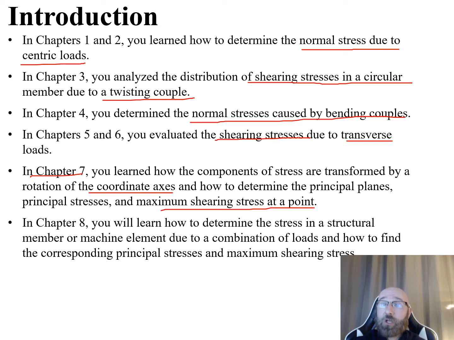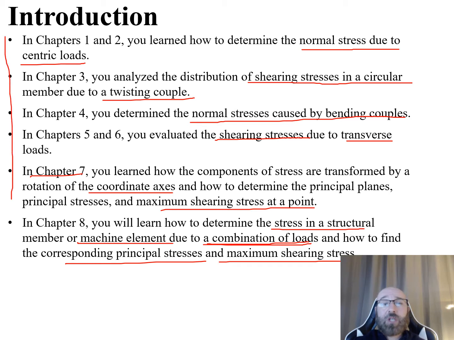Now as we jump into Chapter 8, we're going to learn how to determine the stress in a structural member or machine element due to a combination of loads. So now it's getting more realistic and more complex. From there, we'll find the corresponding principal stresses and our maximum shearing stress. Everything we've seen in Chapters 1 through 7 is still going to come back into play as we get into Chapter 8, utilizing a lot of that information, theory, and governing equations we saw before.